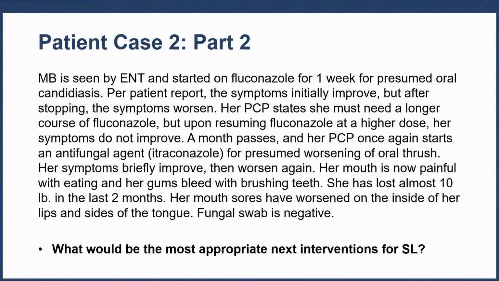Her mouth's now painful with eating, and her gums bleed with brushing teeth. She's lost almost 10 pounds in the last 2 months. Her mouth sores have worsened on the inside of her lips and the sides of her tongue, and a fungal swab is negative. So, what would you think? Try to be honest with yourself. What would you think needs to be done now? What would you do based on the management stratification in NCCN? I would argue that this patient's probably beyond grade 1, probably not grade 3 or 4 yet, but I would say that probably solidly grade 2 grading.